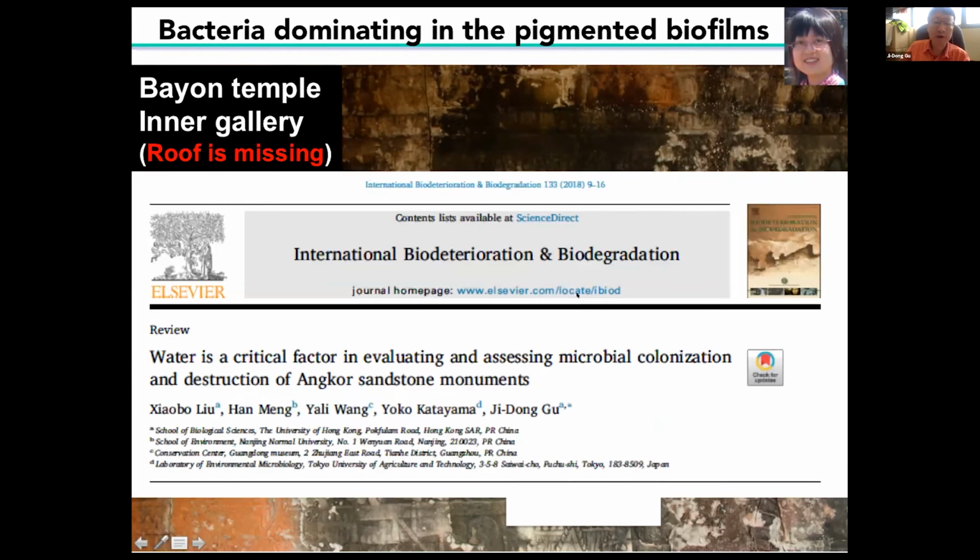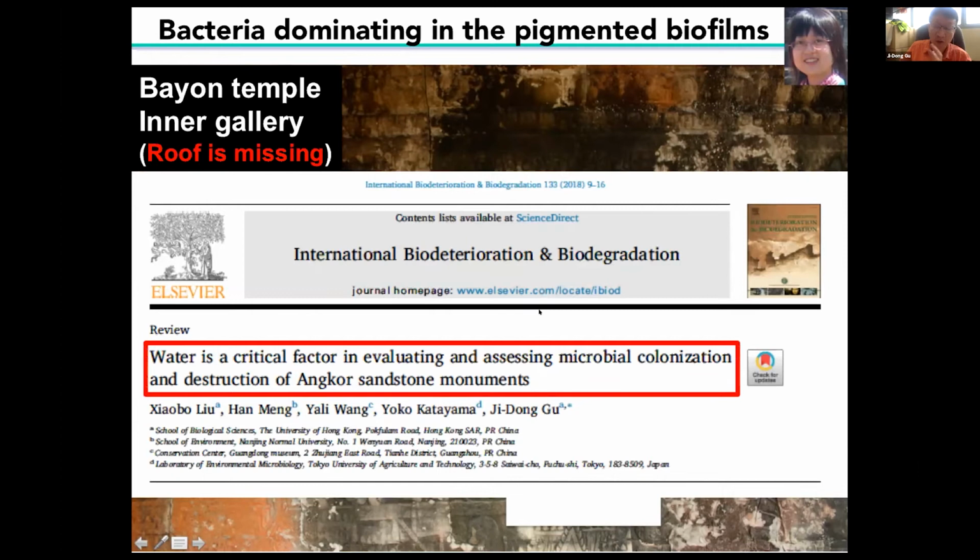Something I want to briefly mention here, without going into great detail, is water in the protection of the temple. So in another way, if we can limit the amount of natural water, rainwater, to the temple, then Angkor Wat would be able to be protected for a much, much longer time.